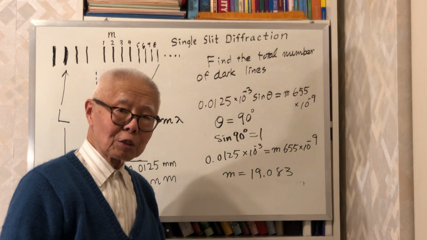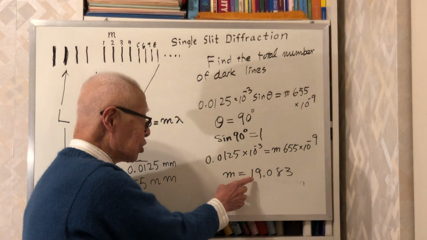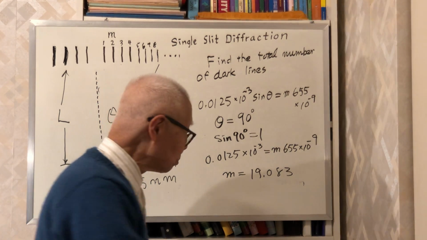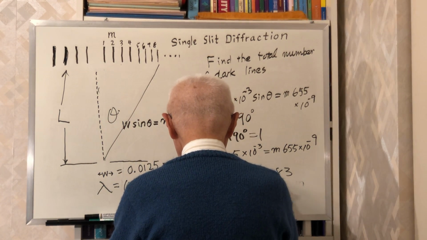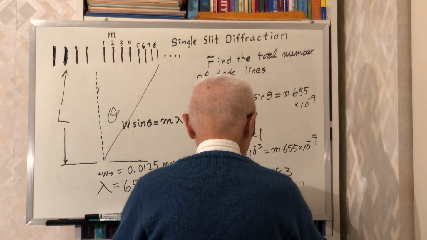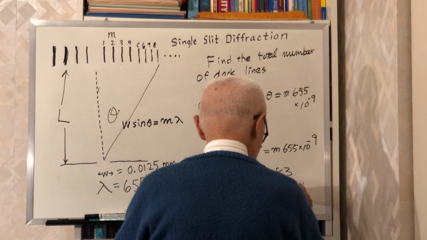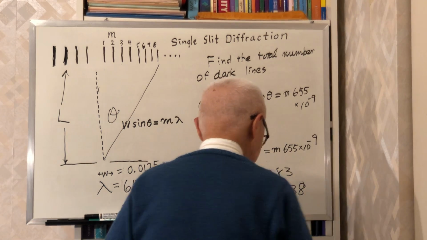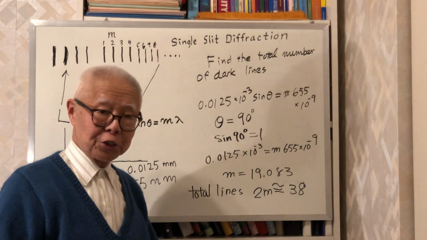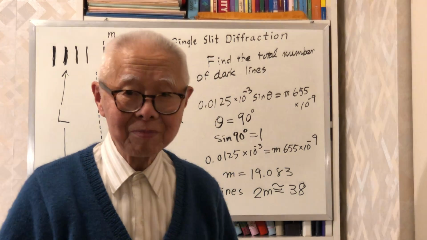So the number of dark fringes on the right-hand side is 19. So what is the total? Just multiply by 2. Two times m is roughly 38. So the total number of dark fringes is 38.